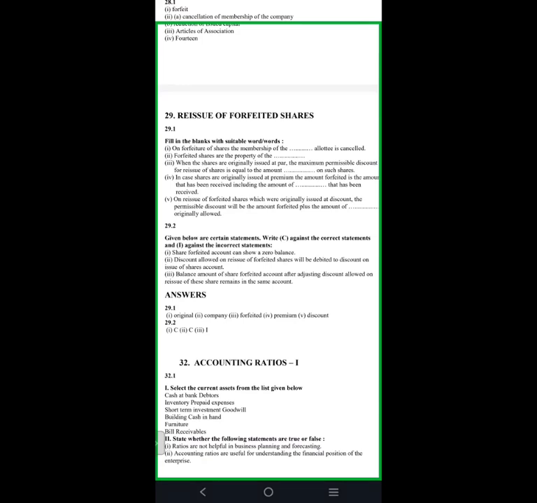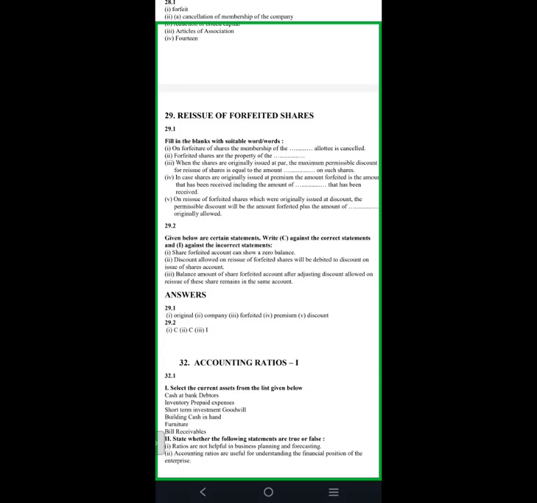When the shares are originally issued at par, the maximum permissible discount on reissue of shares is equal to the amount forfeited on such shares. In case shares are originally issued at a premium, the amount forfeited is the amount that has been received, including the amount of premium that has been received.